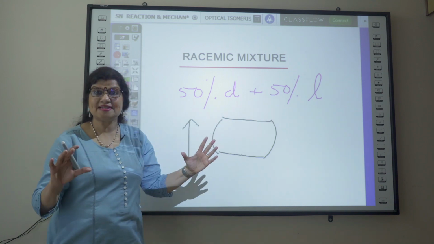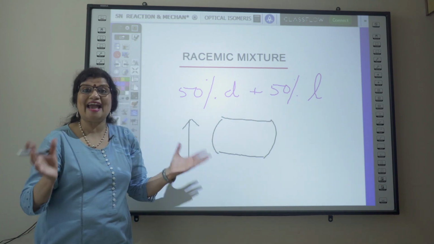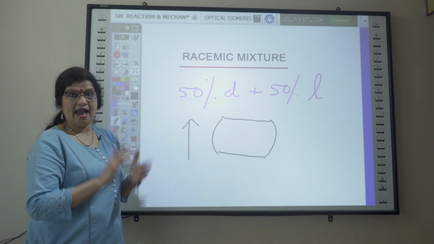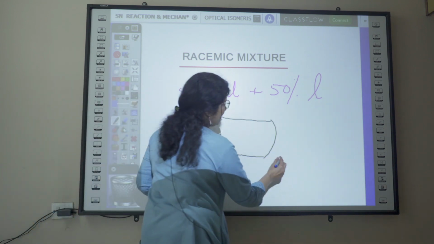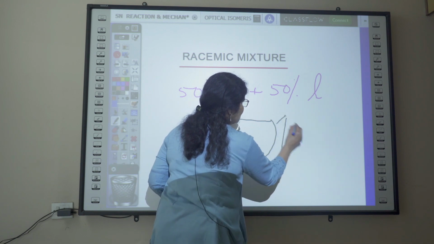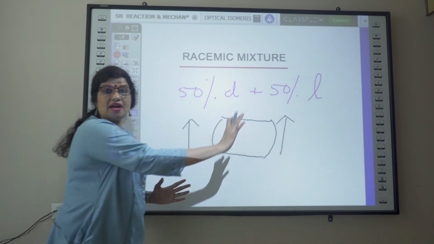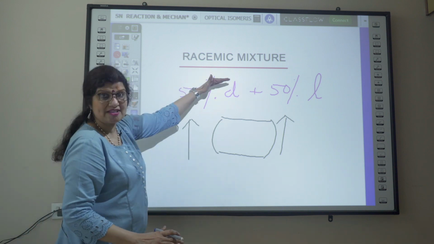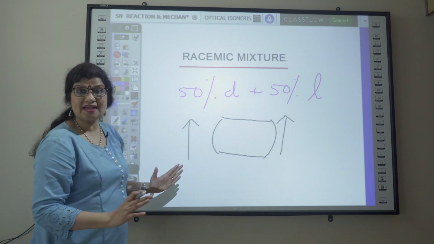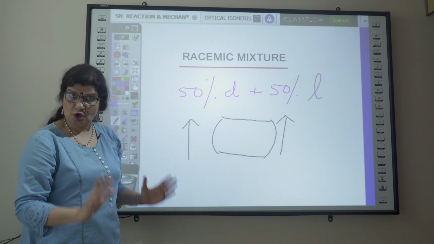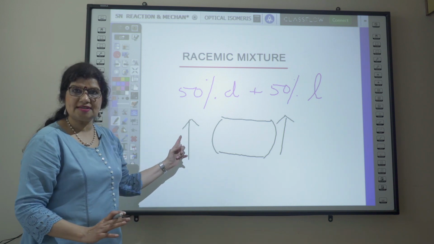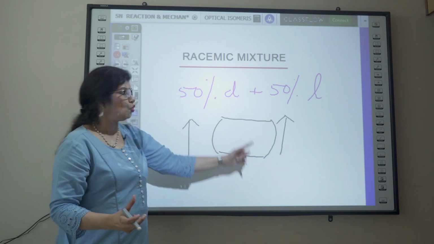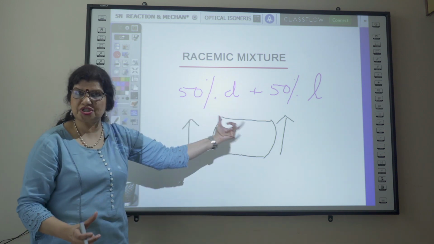So what happens is, the two opposite rotations get cancelled out. This is called external compensation. And what happens to the plane polarized light is, it comes out as light without having undergone any rotation. In other words, a racemic mixture is optically inactive because the plane of plane polarized light does not undergo any rotation when passed through a racemic mixture solution.